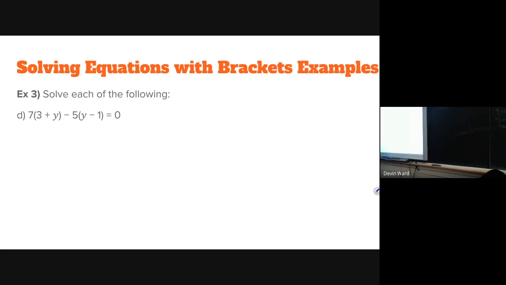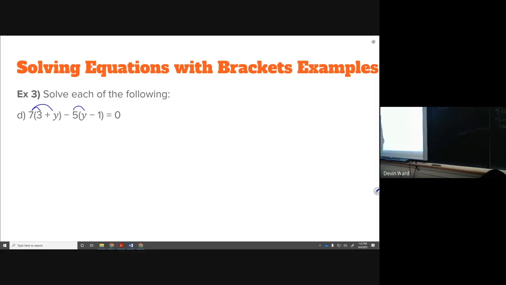Now we are doing 7 times 3y minus 5 times y minus 1 equals 0. So I actually have nothing on the right. So I can move over numbers or letters, it's my choice. I'm probably going to do the numbers just because I like my letters on the left. So let's distribute. 7 times 3 is 21 plus 7y, negative 5 times y minus 5y, negative 5 times negative 1 becomes plus 5 equals 0.